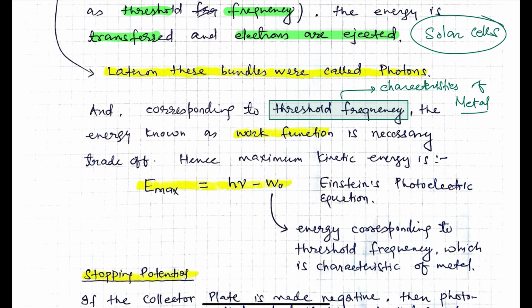Suppose we are throwing radiation of frequency nu, then this single photon would have energy h nu. But from this h nu, we need to subtract the work function, that is the energy corresponding to the threshold frequency. Then only the remaining energy is going to be used for the ejection of the electron. So the kinetic energy, that is the motion of the electron, would have a maximum value given by E max, the maximum kinetic energy.